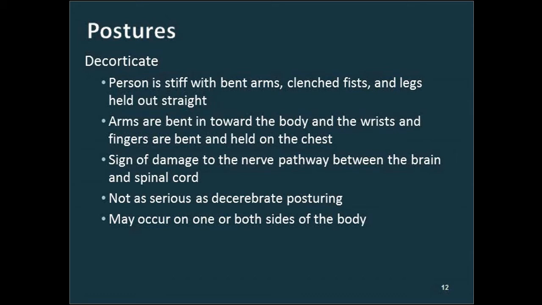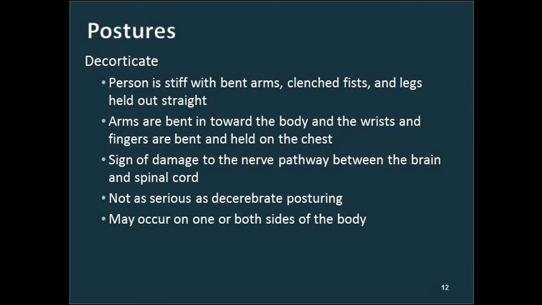So when we are assessing our patient and we're trying to find out, do they respond, they're not spontaneously responding to us, and we're seeing movement when we touch them or movement when we elicit pain, then we need to know what kind of movement we are seeing, okay? And that's called posturing. So there are two types of posturing, decorticate and decerebrate.